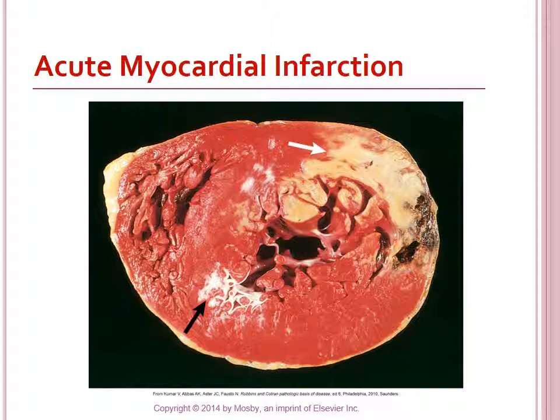Acute myocardial infarction in the posterolateral wall of the left ventricle. This is demonstrated by the absence of staining in the areas of necrosis. So you can see that by the white arrow. Note the scarring from a previous anterior wall myocardial infarction, if you could see from the black arrow.